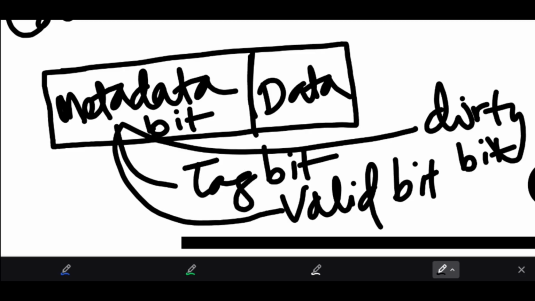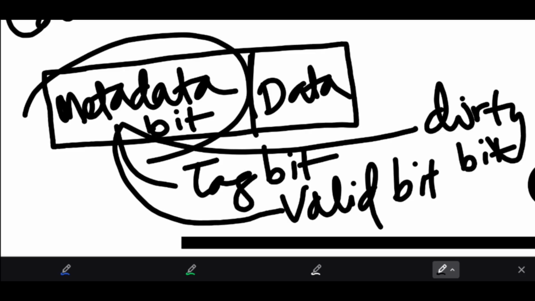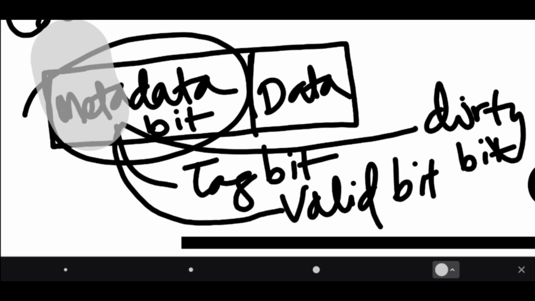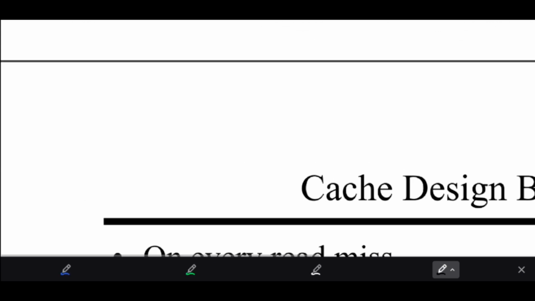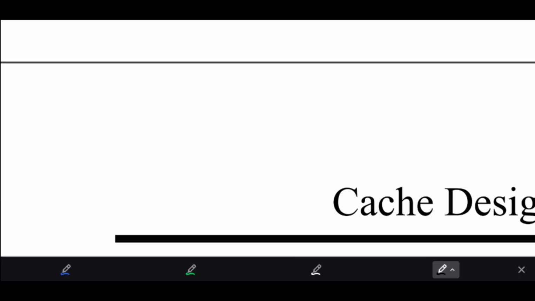Metadata bits are symbols that store some information about our cache data, the data inside the cache block, and the information about that data is stored in the metadata bits. Okay, this is our cache block, simple and clear. I think you are clear about the cache block. Then we will move towards the partitioning.